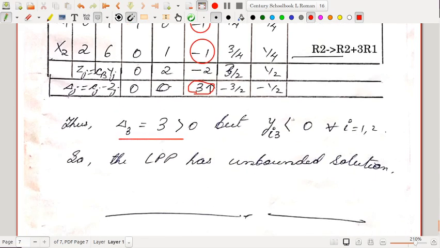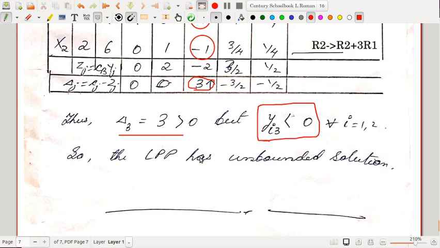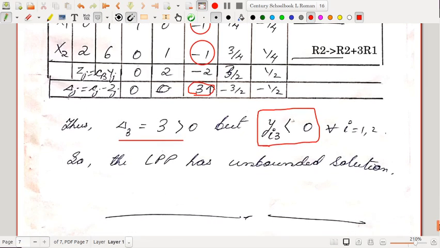Delta 1 means the delta corresponding to the first column, delta 2 is for the second column, delta 3 is for the third column. So here delta 3 is 3, which is greater than 0, but yi3, that is the entries of the matrix, is less than 0 for all i. So the LPP has an unbounded solution, so we cannot conclude anything from here. That is, there is no optimal solution. We can increase the value of z as much as we want. So this was about unbounded solution.